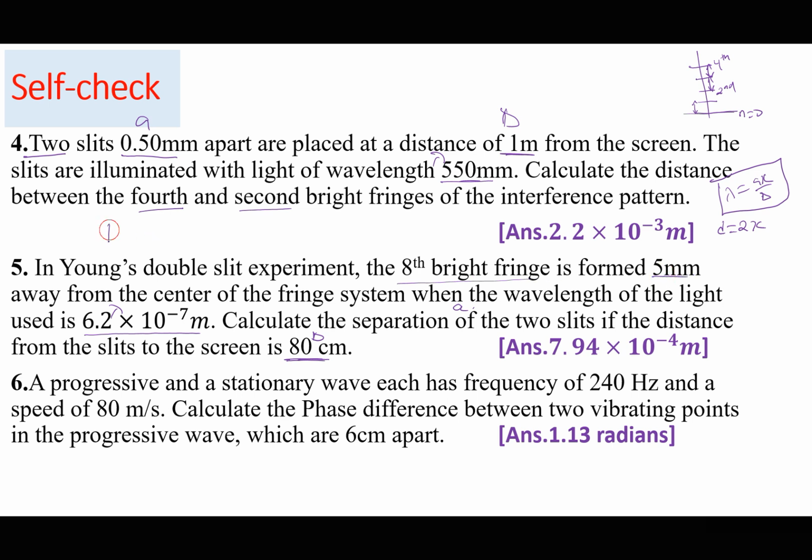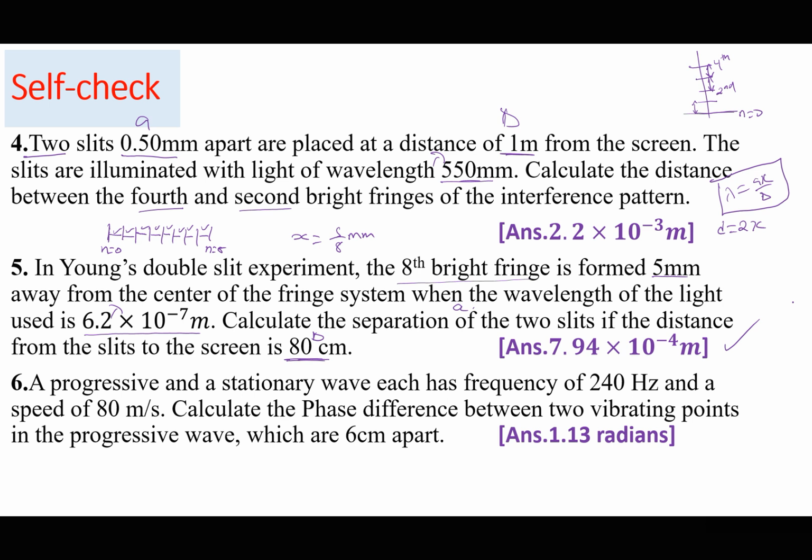So if this is the center, we have 1, 2, 3, 4, 5, 6, 7, 8. x, x, x, x, x, x, x, x. Those are 8 x's, because this is n equals 0 and this is n equals 8. So it means x is going to be 5 divided by 8 in millimeters. I think we have also answered such a question.